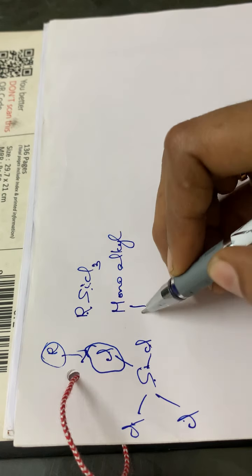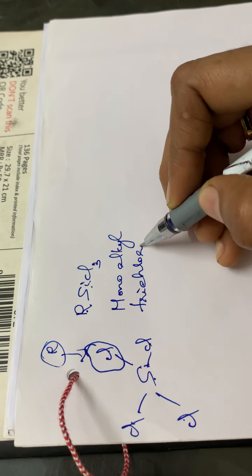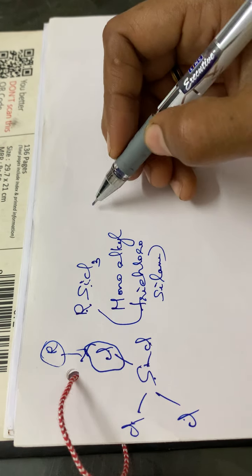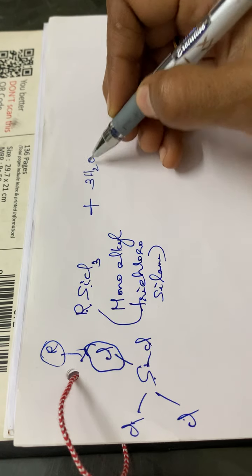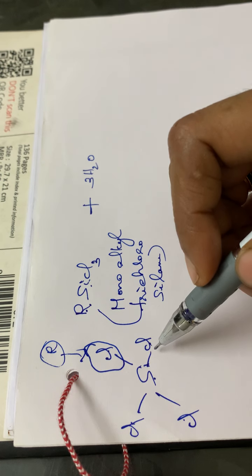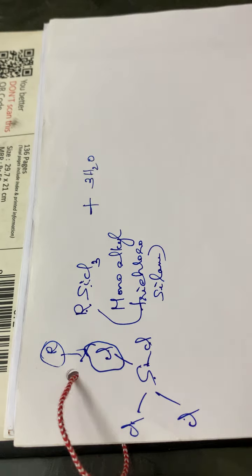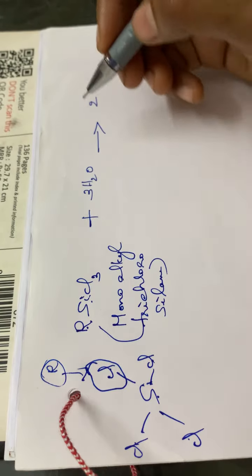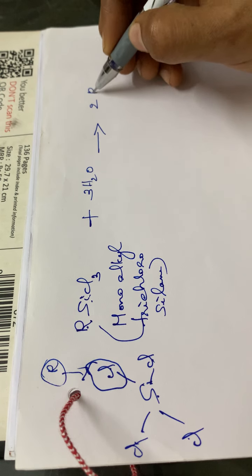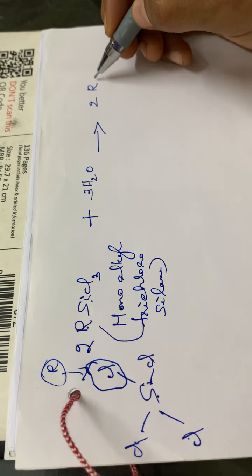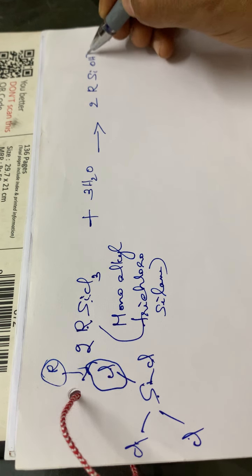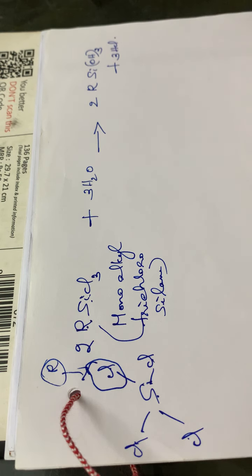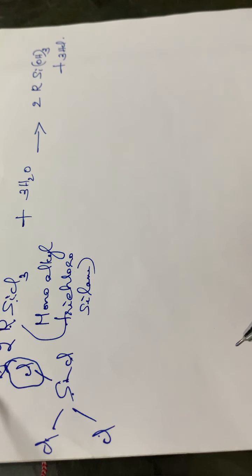Monoalkyl trichlorosilane. Okay, so on hydrolysis of this monoalkyl trichlorosilane, the three chlorine groups are replaced by 3 OH. So the product will be like this: RSi(OH)3, the 3 chlorine atoms replaced by 3 OH groups, plus 3 HCl. Okay, so next we have to write the reaction also.